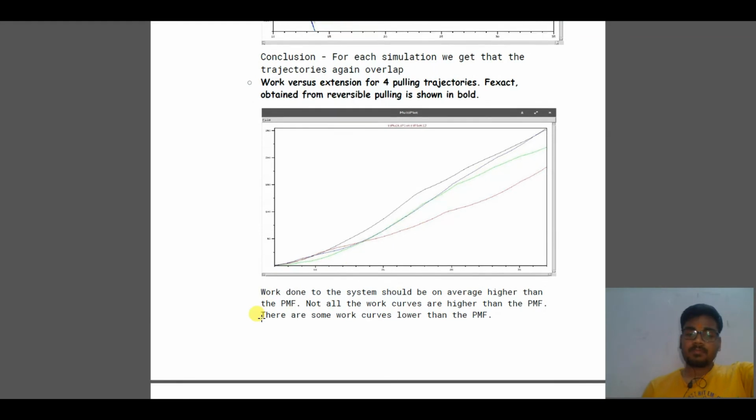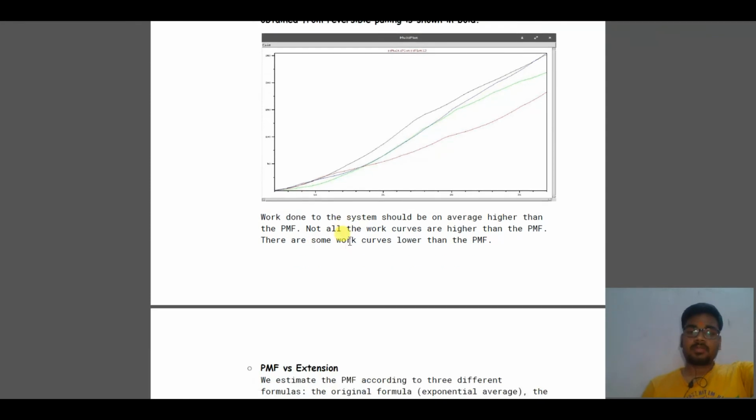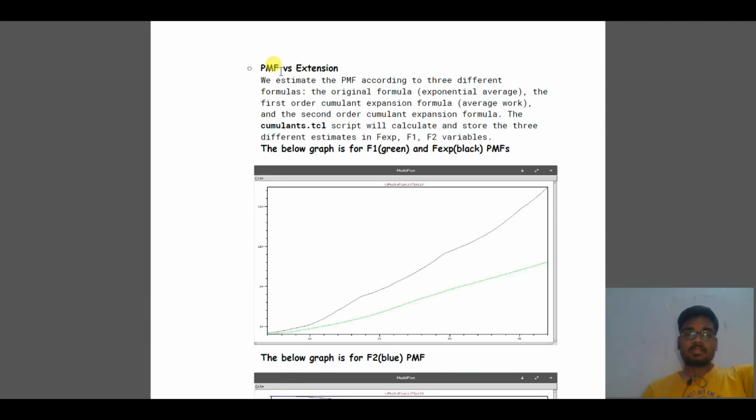So work done to the system should on average be higher than the PMF. Not all the work curves are higher than the PMF, and also there are some work curves lower than the PMF. Now the PMF versus extension graph.